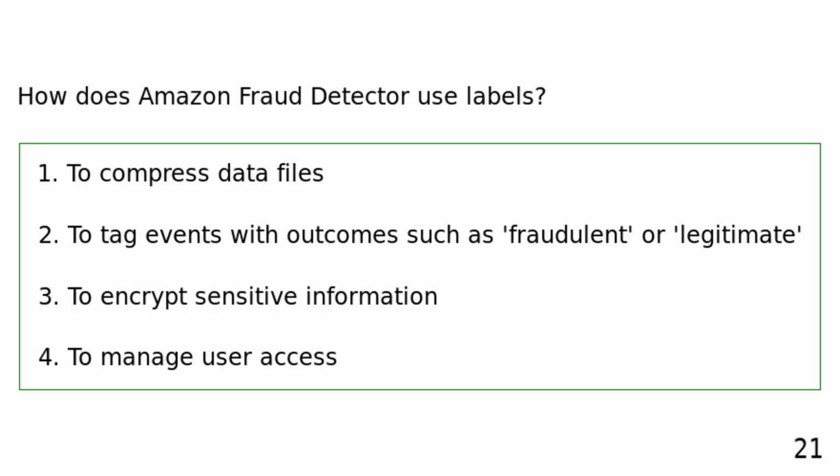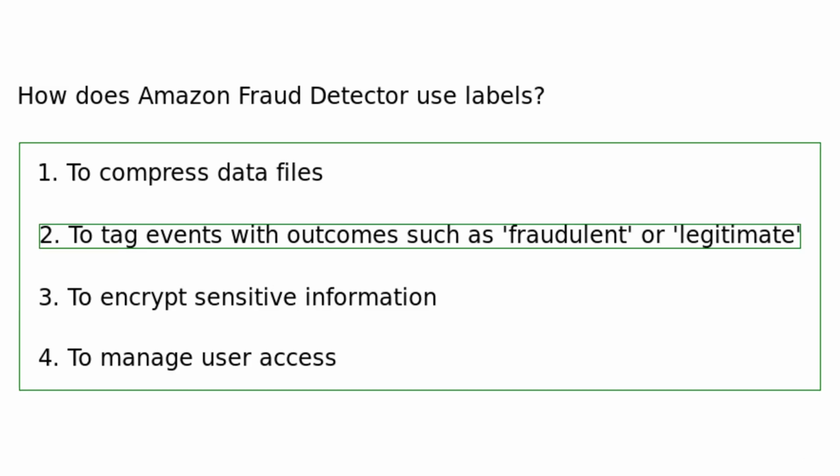How does Amazon Fraud Detector use labels? To compress data files. To tag events with outcomes such as fraudulent or legitimate. To encrypt sensitive information. To manage user access. Amazon Fraud Detector uses labels to tag events with outcomes such as fraudulent or legitimate, helping in training and evaluating models.